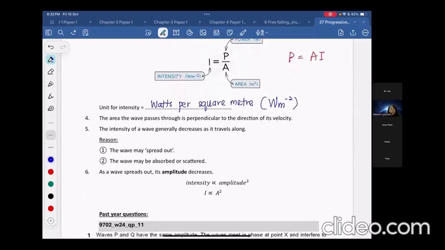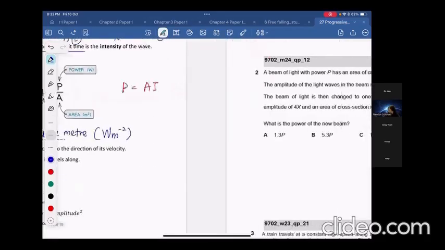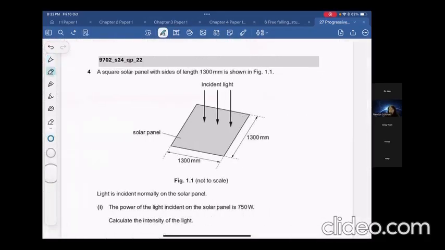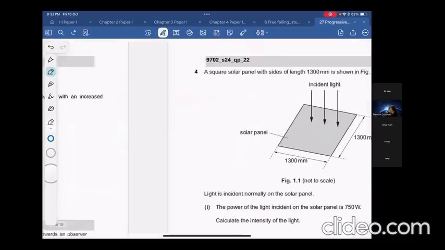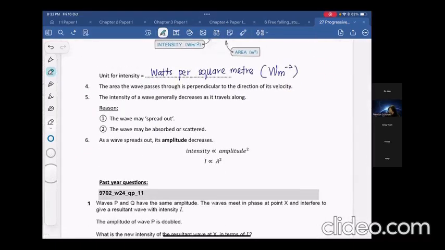The area passed through is perpendicular to the direction of its velocity. Then intensity will decrease when the wave travels along. The reason is because the wave spreads out, and maybe some of the wave is absorbed or scattered, so the intensity will decrease. As the wave spreads out, the amplitude will decrease, so we can relate intensity and amplitude. They are directly proportional to amplitude square.